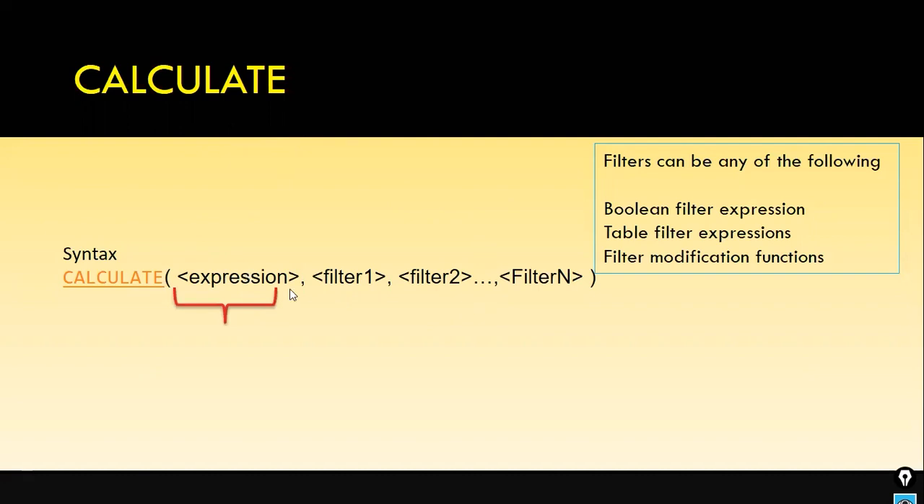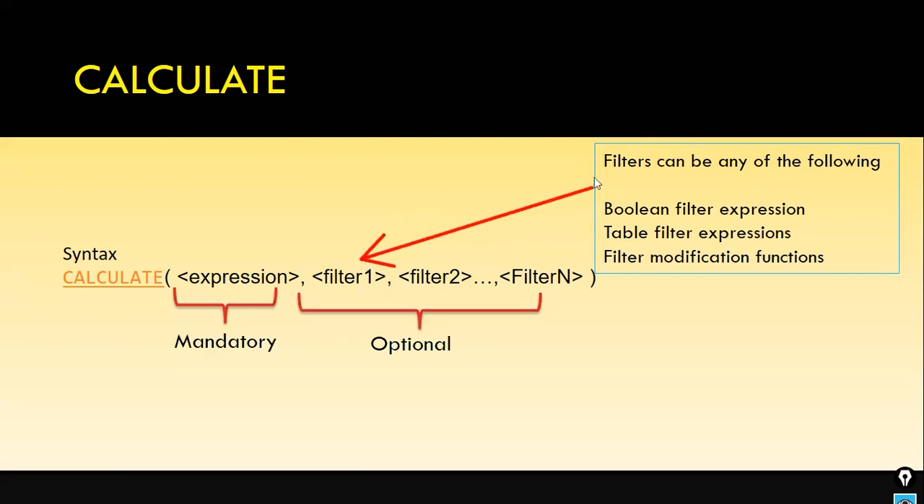The first argument is your expression. This is mandatory. The second arguments are filter one and filter two. These are all optional. You might be wondering what this filter is all about, and what this expression is. The expression is, let's take a simple example, sum of sales. That is your expression. This is an aggregation. You want to do some kind of aggregation, the sum of sales.